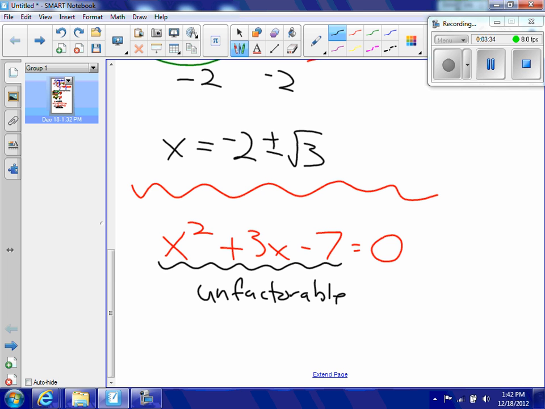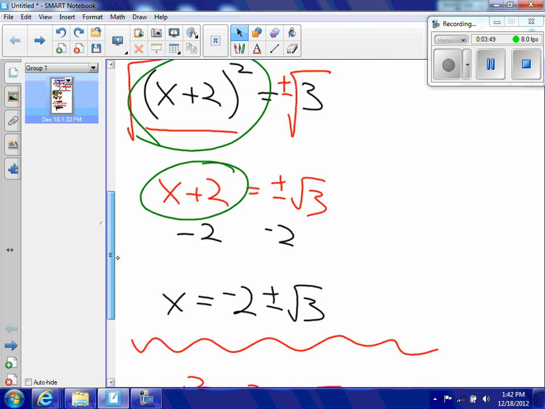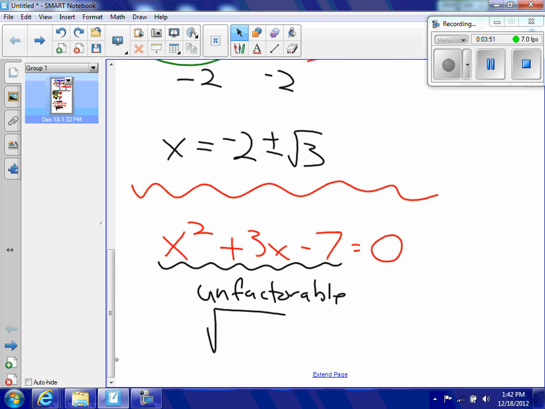And I can't just look at it and take the square root. There's no way to take the square root of x squared plus 3x minus 7. It's not a perfect square. So I want to find a way to use this very simple square root method that we've been talking about to enable me to solve an unfactorable quadratic expression or a quadratic equation.